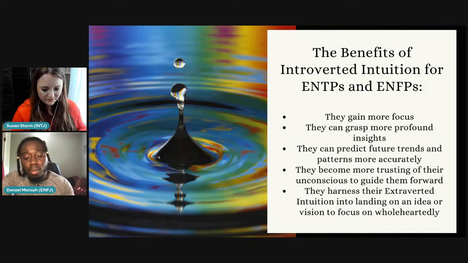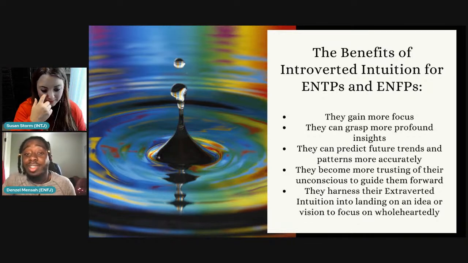So extroverted intuition tends to focus on multiple possibilities, and it's constantly generating more and more ideas. But when they are able to integrate the oppositional role, the fifth function, they become more focused. They're able to maybe select one idea and really see which one is going to be the most viable long term, rather than playing around with a bunch of ideas and possibly getting nowhere. Any thoughts from you, Denzel? Nope. That's all very accurate.